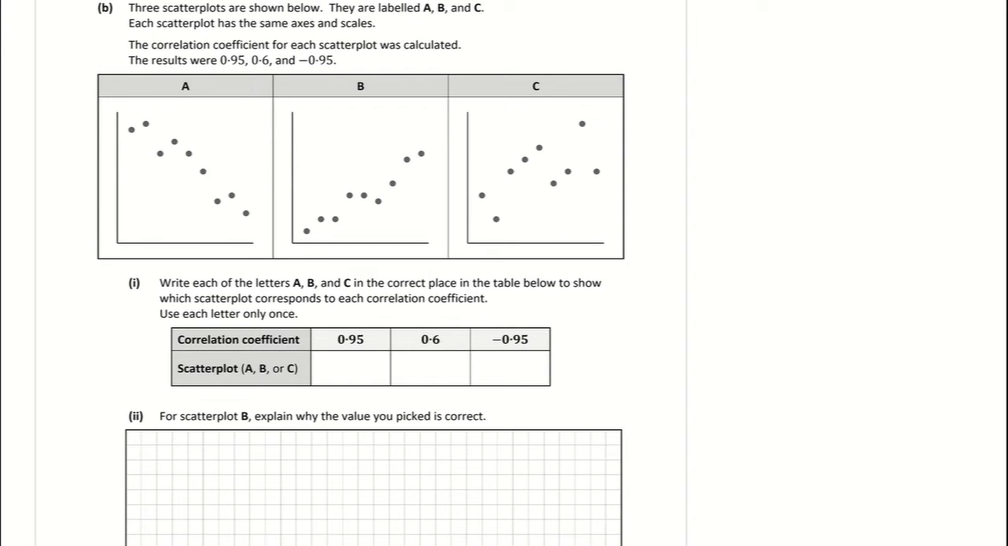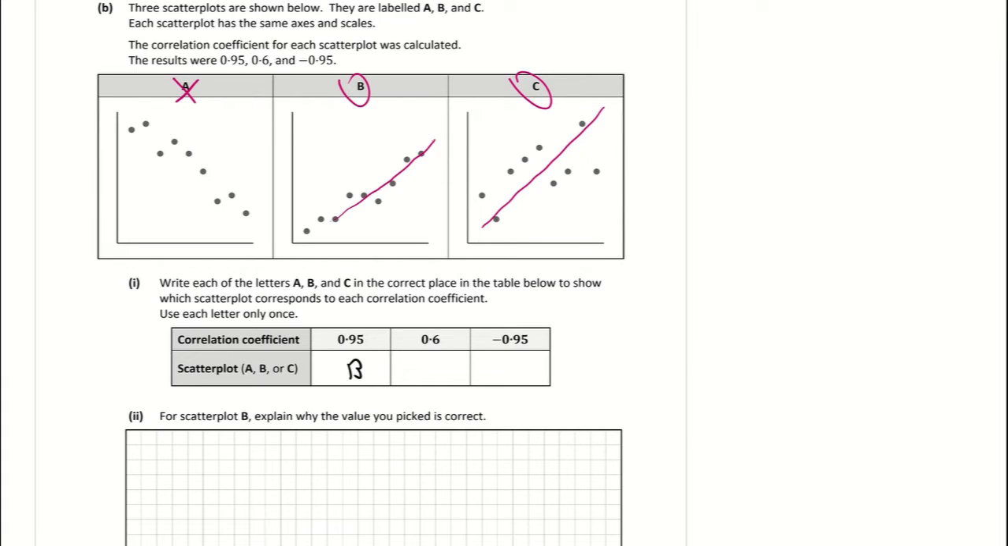So the first one there is 0.95. Now that's a positive 0.95, so it has to be either B or C, because A is a negative, it's going down. It's a strong positive, so I would be going for a line through the points here. So that means it would be B.